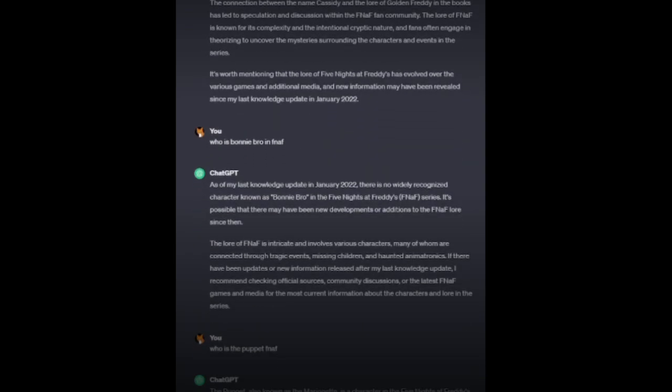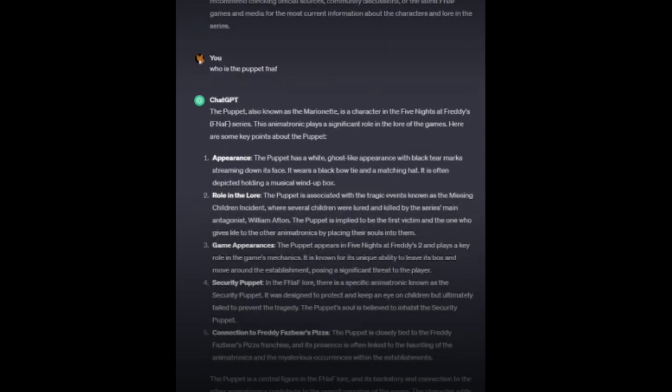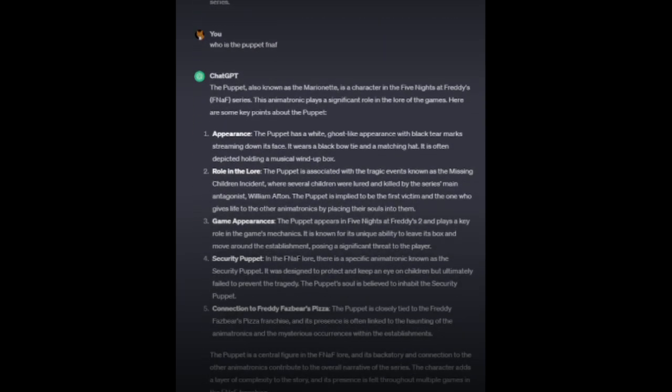Well, we'll just start with... We're just doing basic information for the time being, so that way we can get at least somewhat of an understanding as to what ChatGPT knows and what we've got to teach it.